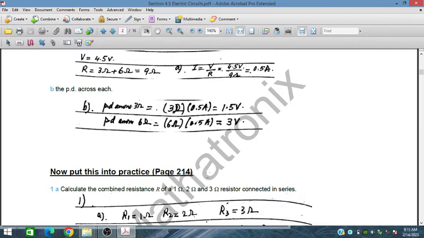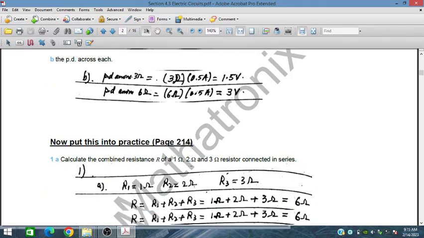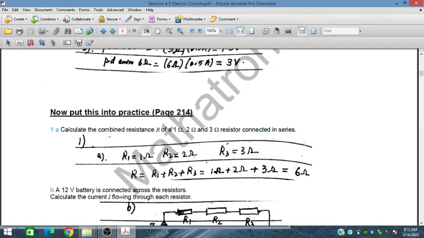Now put this into practice on page 214. Now this one: calculate the combined resistance of 1 ohm, 2 ohms and 3 ohms connected in series. So R1 is equal to 1 ohm, R2 is equal to 2 ohms, R3 is equal to 3 ohms. On addition, the equivalent resistance is R1 plus R2 plus R3, equal to 1 plus 2 plus 3, equal to 6 ohms.